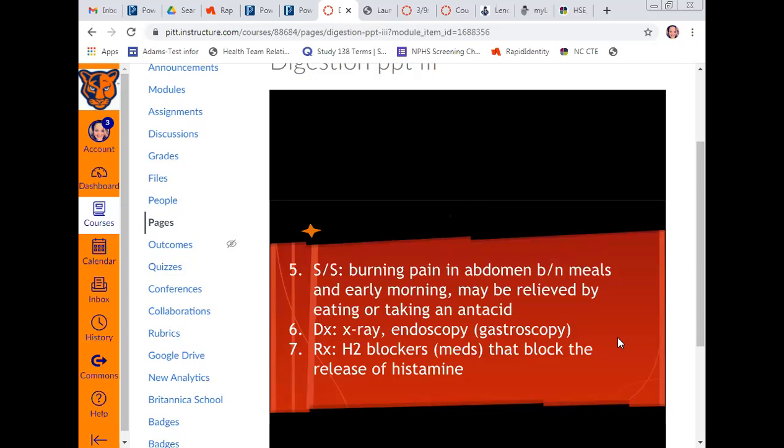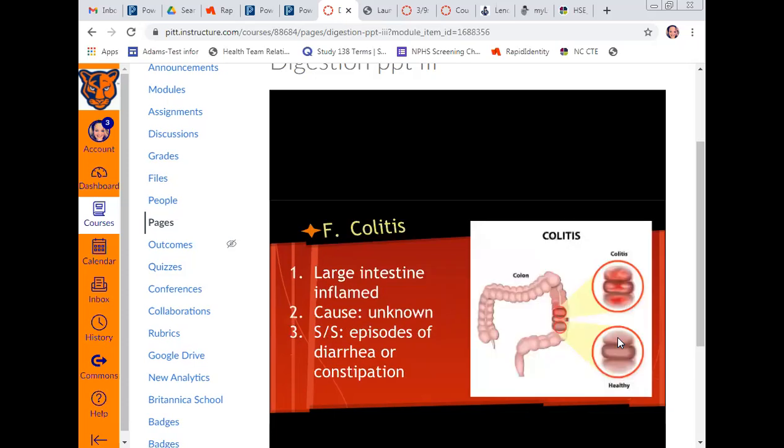and kind of calms it down, which makes sense why when you first wake up in the morning, you haven't had a meal, your stomach is empty, the pain is worse. In between your meals, when your body starts to get hungry again, the pain is worse. There's no Band-Aid there, okay? Treatment for this is H2 blockers.